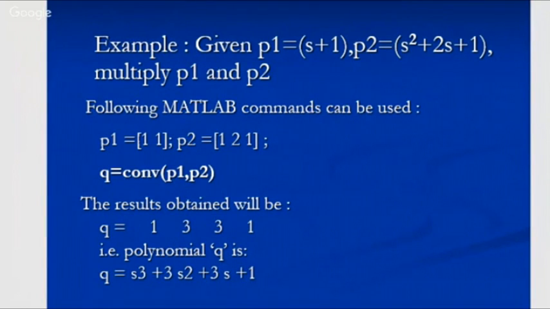P1 is given as s plus 1 and P2 is given as s squared plus 2s plus 1. So as I already said, P1 will be written as 1, 1, where the s element is 1 and the constant is 1. And P2, when you write here, this is 1, 2 and 1. So if you write convolution of P1, P2, automatically you will get the result 1, 3, 3, 1. It multiplies, this is the convolution of these two and it gives you the variable like this. When you want to write it again in polynomial form, it is s cubed plus 3 s squared plus 3s plus 1. So you get it in this form.